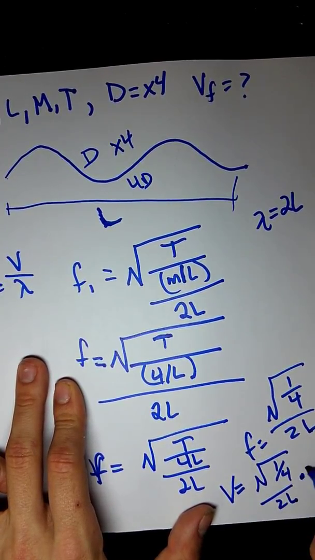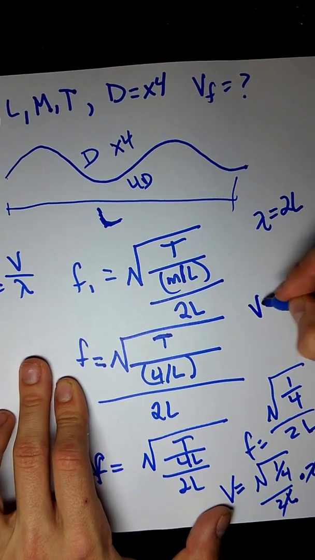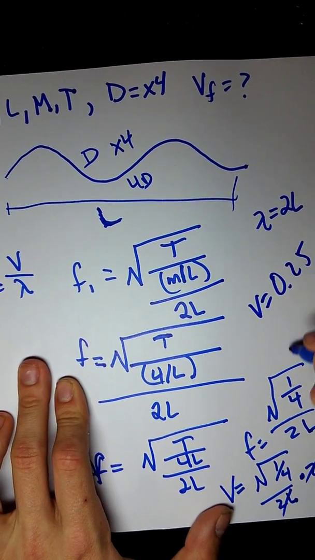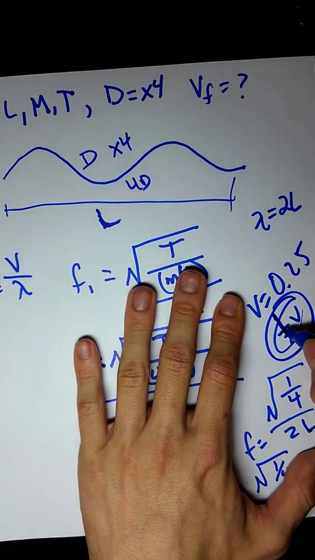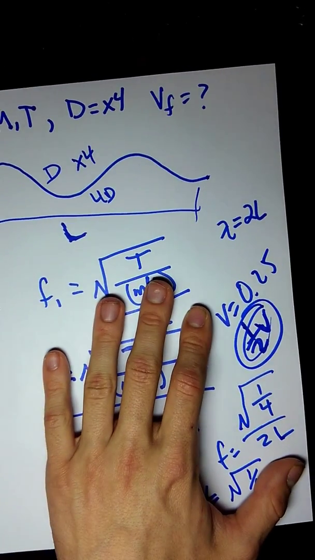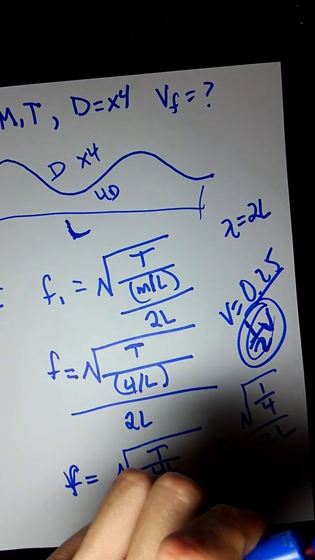And now I'm going to multiply by 2L. That cancels out, okay? Once I get rid of 2L, velocity equals 0.25 or 1 over 2V, 1 over 2V as my final answer. Right, so velocity is actually half in this case, okay?